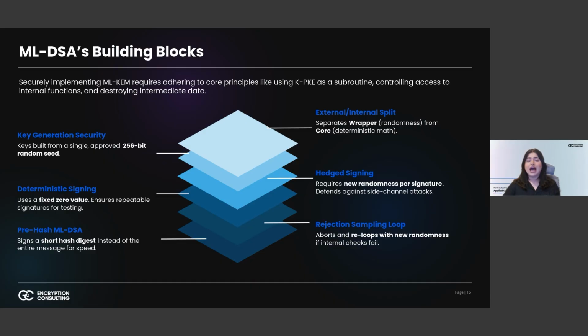Finally, we have pre-hash ML-DSA, the performance design feature. For very large messages, say a multi-gigabyte file, signing the entire data stream can be a major bottleneck. The hash ML-DSA variant solves this by allowing the application to first create a secure hash digest of the message. The signature is then computed only on the digest, significantly accelerating the signing operation without compromising the security strength of the overall operation.